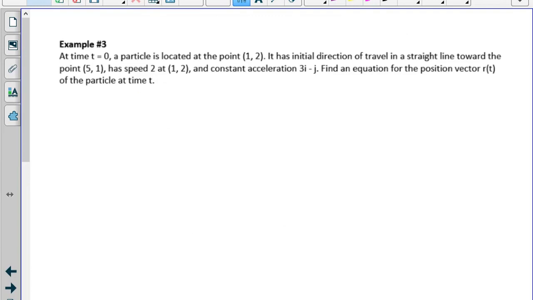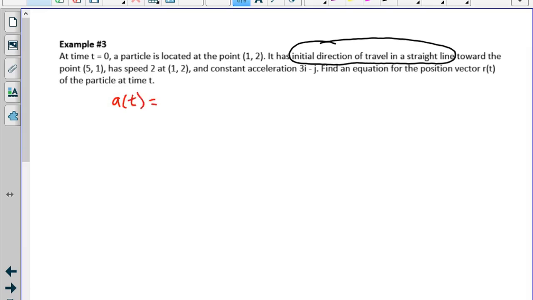Example 3. At time t equals 0, a particle is located at the point 1, 2. It travels and has an initial direction in a straight line. So that's important to note. Initial direction of travel in a straight line toward the point 5, 1, has speed 2 at 1, 2, and has constant acceleration 3i minus j. Find an equation for the position vector r of t of the particle at time t.